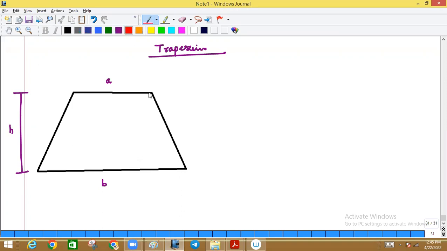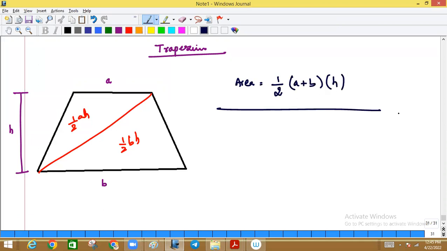I'm dividing it into two triangles. Can I say it is half AH is the area? Because the area has base A, height H. What is it? Half AH. Therefore, what is the area of a trapezium? Half into sum of parallel sides into the distance between the parallel sides.